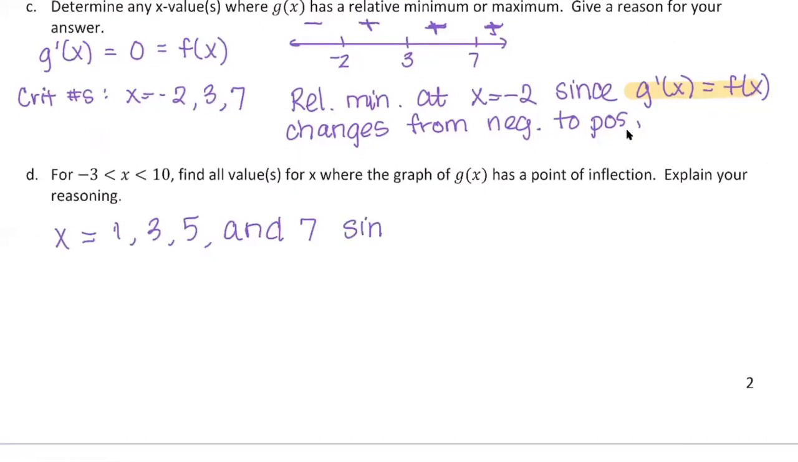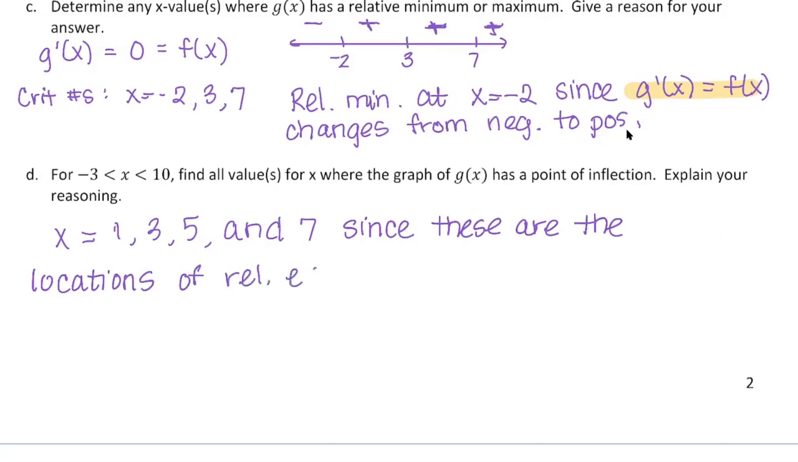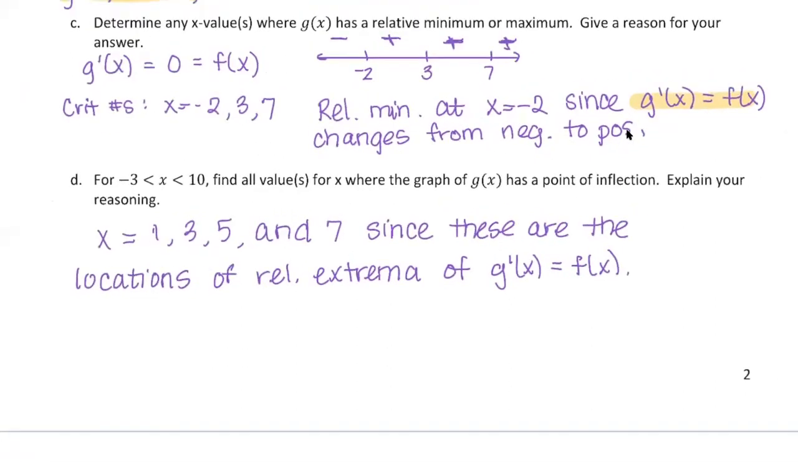Since these are the locations of relative extrema of G prime equals f of x. Always connect. And that's all you have to say. You could say it's where G prime equals f of x changes from increasing to decreasing or vice versa, but this is a little bit more concise of a way to say it.